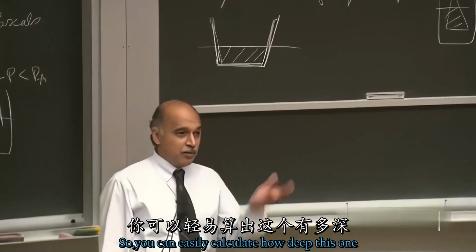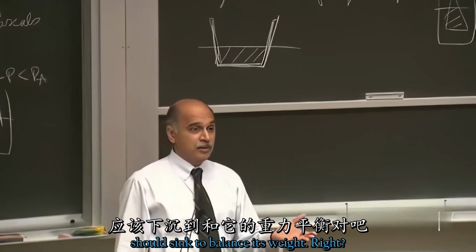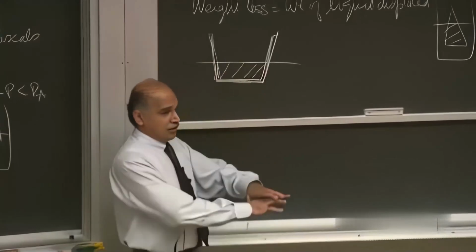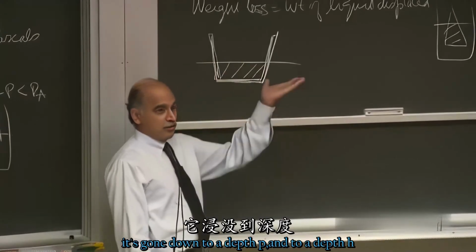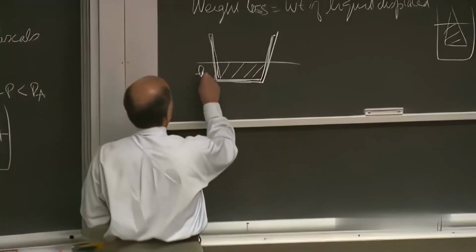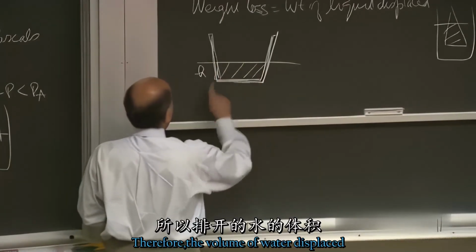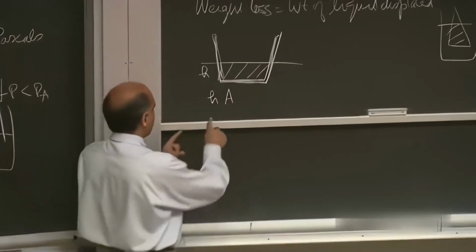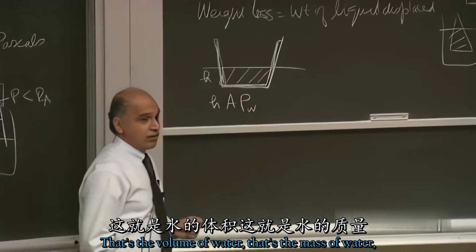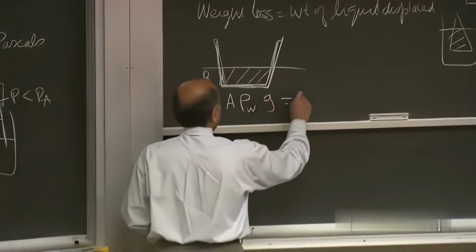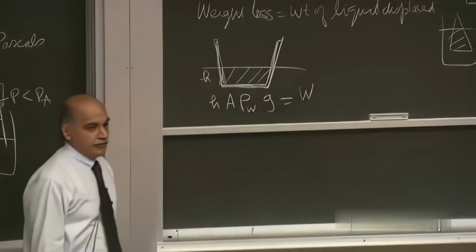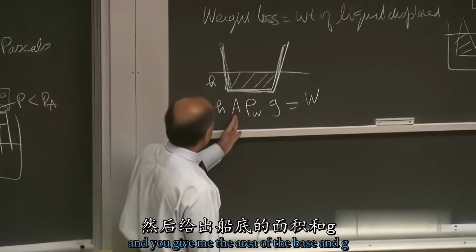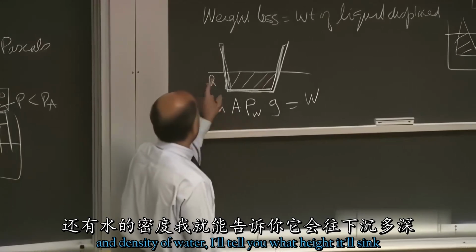So you can easily calculate how deep this one should sink to balance its weight, right? That I assume you know how to do. Take this to be a rectangular boat. Okay, the cross section is rectangular. It's gone down to a depth h. Therefore, the volume of water displaced is h times the area of the boat, the cross-sectional area of the floor of the boat. That's the volume of water. That's the mass of water. That's the weight of water. That's the weight of the boat. If you tell me how many tons the boat weighs, and you give me the area of the base and g and the density of water, I'll tell you what height it'll sink.